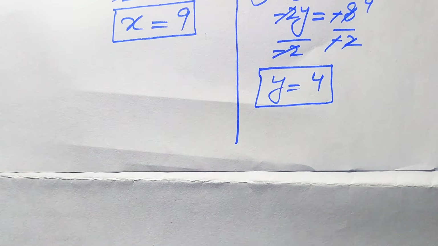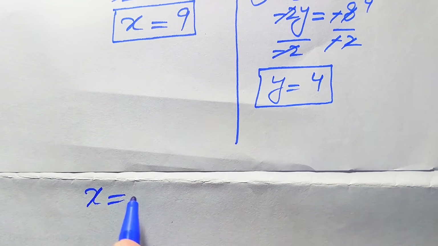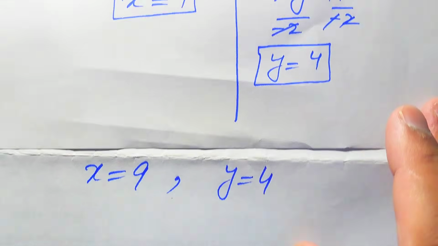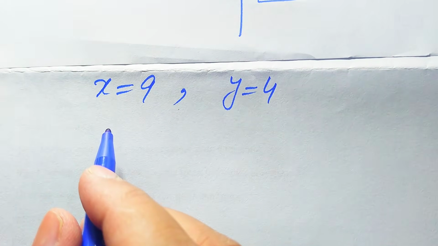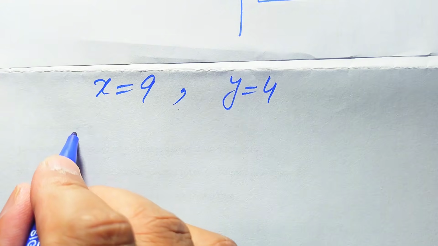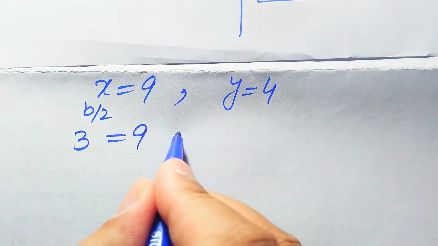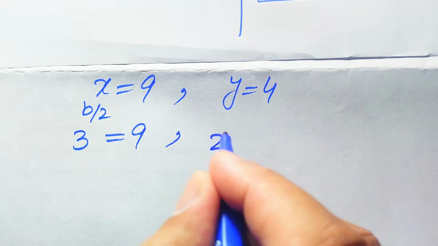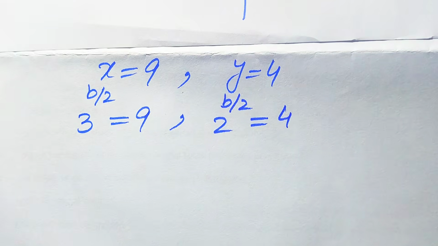So here you just remember that we need to find the value of b. We have the value of x is equal to 9 and the value of y is equal to 4. So we move backward and we substitute the value of x from the start of the problem. We will take x is equal to 3 to the power of b over 2 equals to 9, and we will take the value of y as 2 to the power of b over 2 equals to 4.